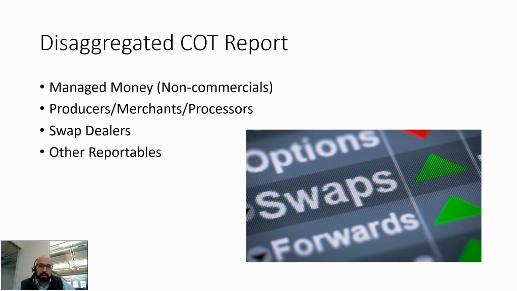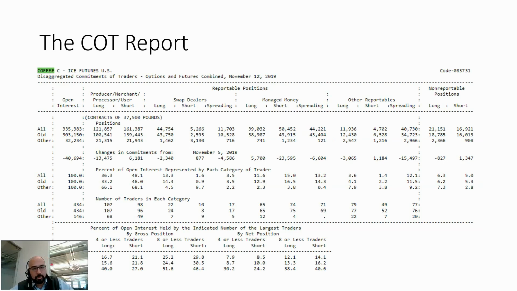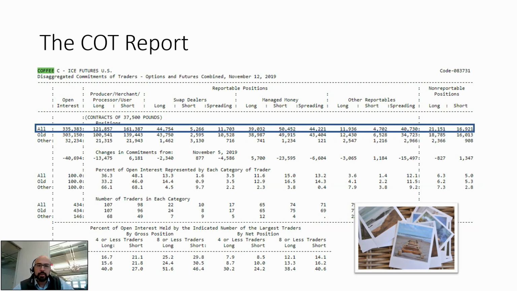So now that we know what the categories are, let's take a look at the report itself and see what it actually tells us about who is in the market. So this is what the report looks like. As you can see, it has the total open interest, the participant categories, and the long and the short for each category. The values on this report are static. It's like a snapshot in time. And much like a snapshot, this picture can tell you a lot about what is going on.